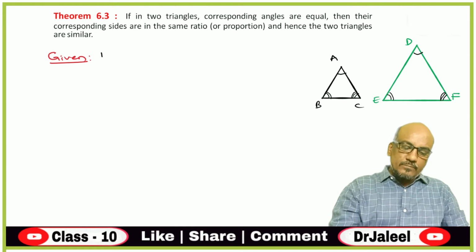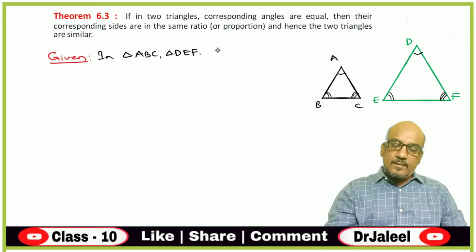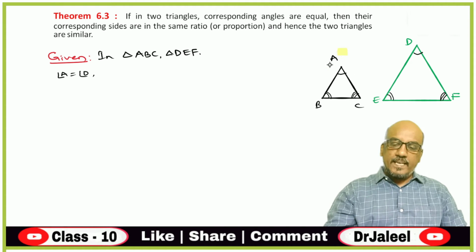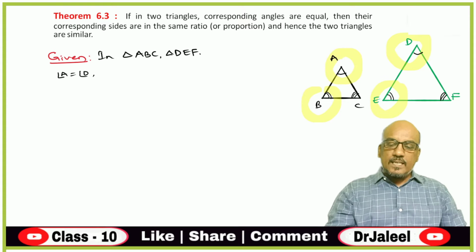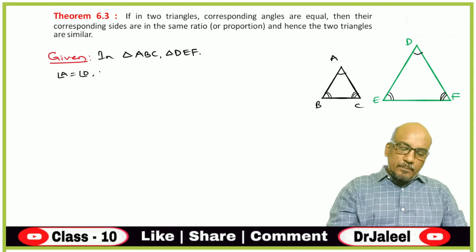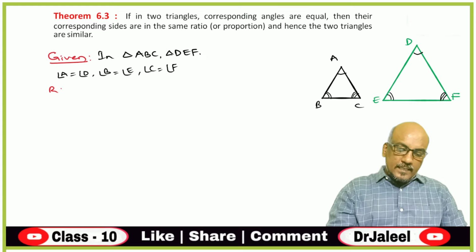In triangle ABC and triangle DEF, in both the triangles, what is given? Corresponding angles are equal. What are the corresponding angles? Angle A is equal to angle D, B is equal to E, and C is equal to F. So let us mention that. Angle B is equal to angle E and angle C is equal to angle F. This is what is given. Then let's go for RTP.